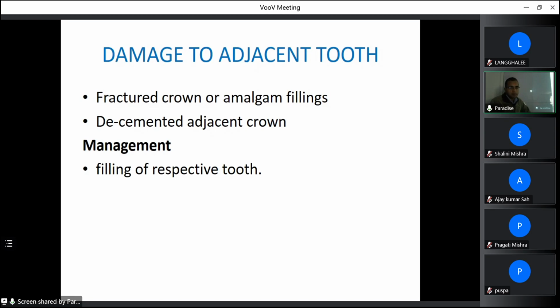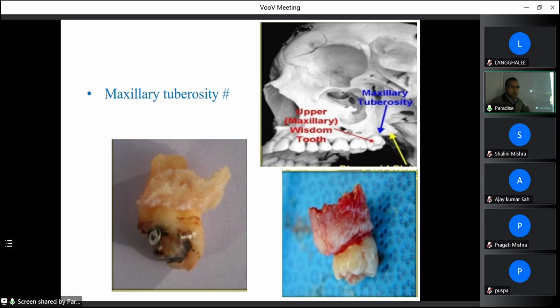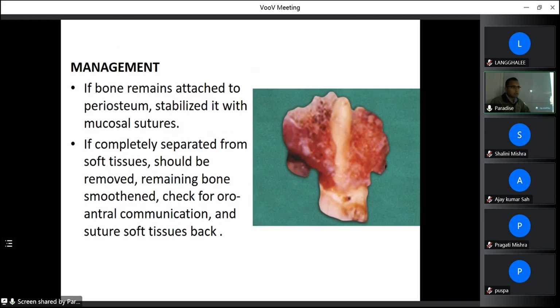Okay. So what will you do if the maxillary tuberosity fractures? If the tuberosity fractures and it is attached with the tooth, you have to remove it. If the tuberosity is still attached with the periosteum, just put a mucosal suture and leave it as it is. The concept is, if the tuberosity is still attached with the mucosa, blood supply will be maintained. You can leave it as it is, it will heal. If the tuberosity has fractured and the attachment of the periosteum with the mucosa is gone, then in such condition the blood supply will be lost and you have to remove the bone.